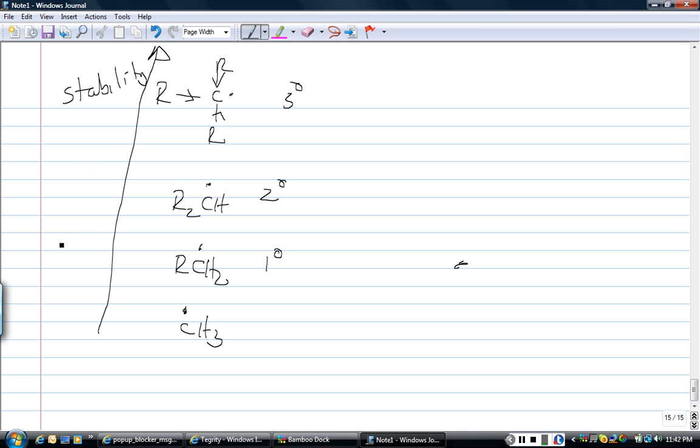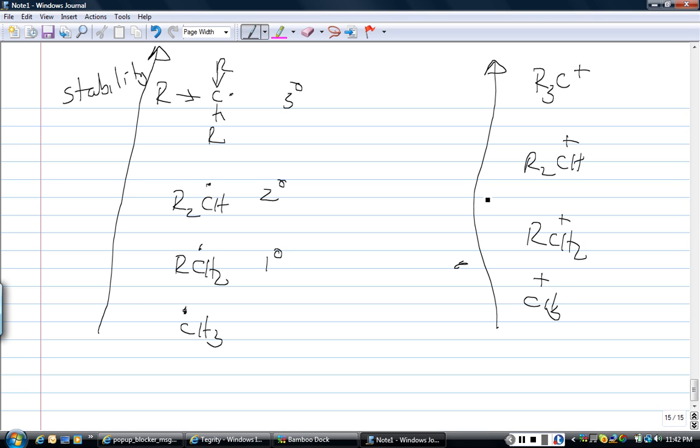One big difference between carbocations and free radicals is that R3C+ is the most stable, then R2CH+, then RCH2+, and CH3+. Whereas, unless they are resonance stabilized, primary and methyl carbocations don't form. All four of these radicals have a real world existence.